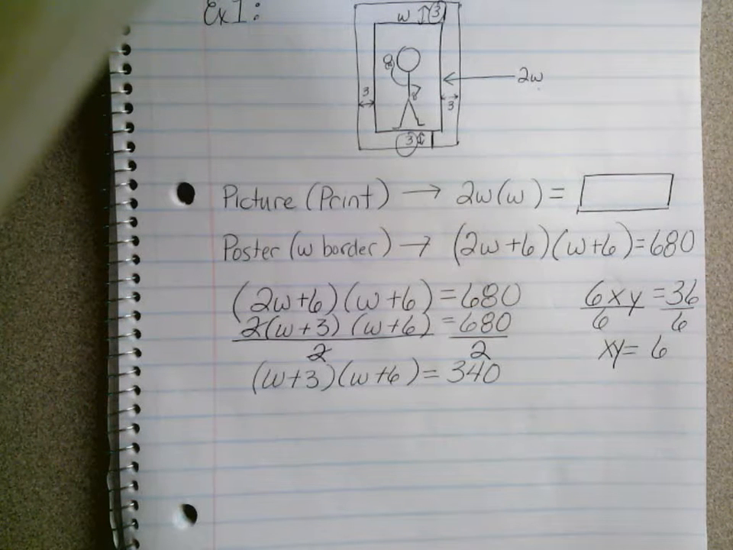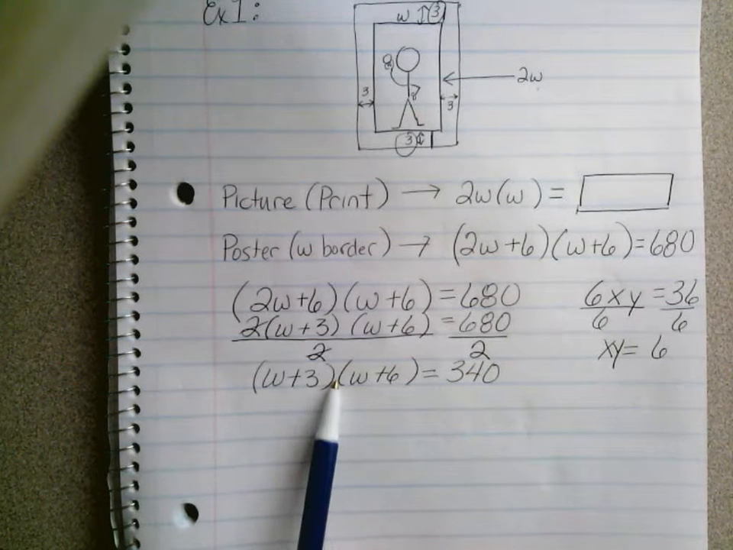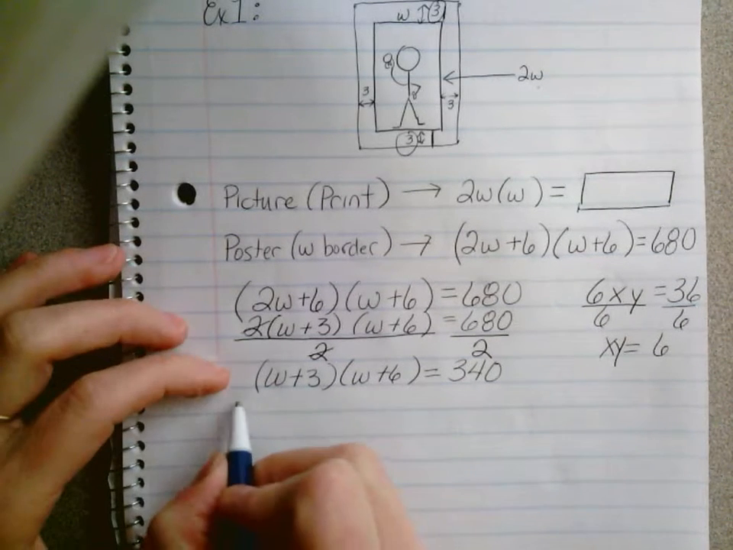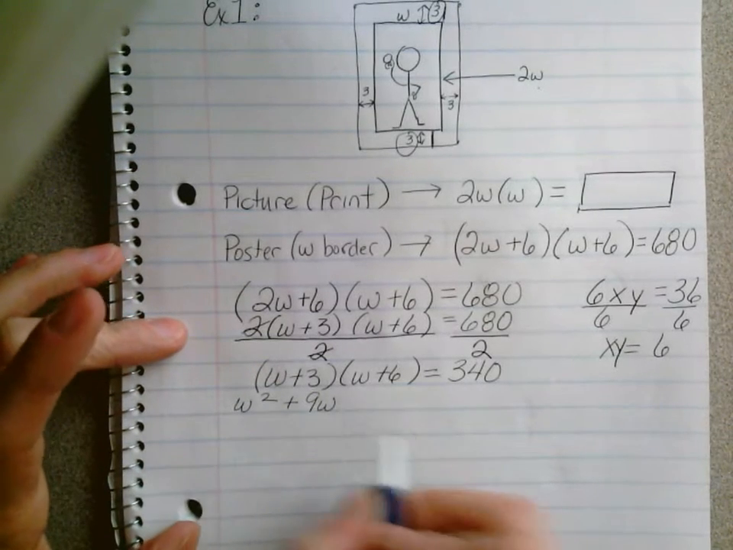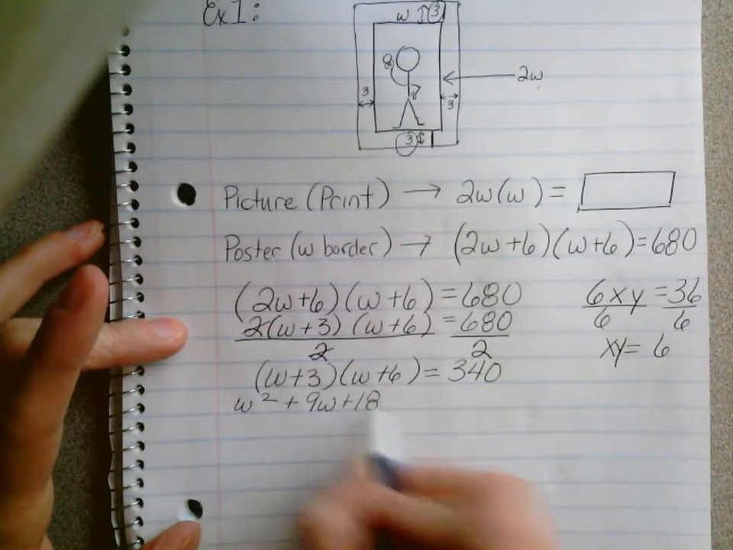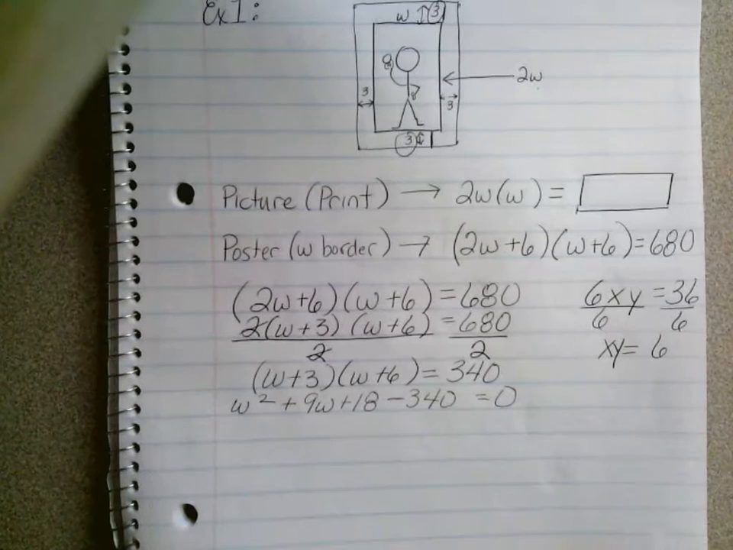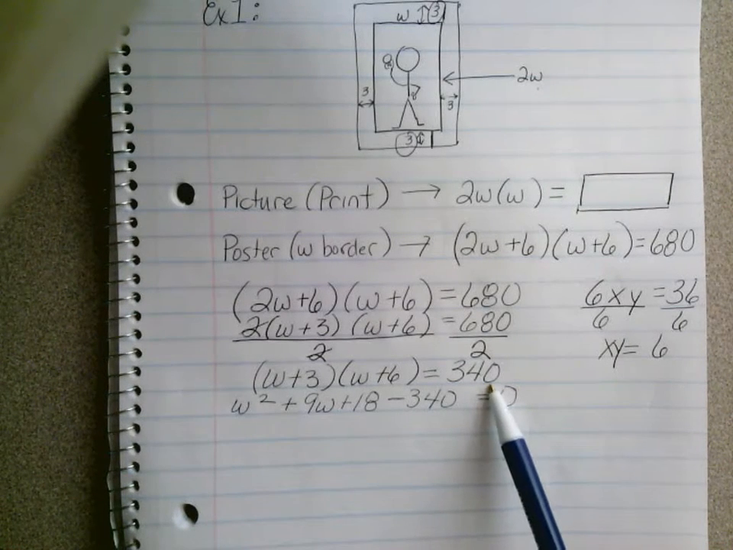We're still not done. Remember how we have to zero out? Well, before we can zero out anything, we have to FOIL this, bring this over, refactor it, and solve for 0. Which is going to look like this. W squared plus 9w, that's 6w and 3w, plus 18, and I'm just going to subtract the 340, equals 0. So I've FOILed this out, subtracted over my 340.